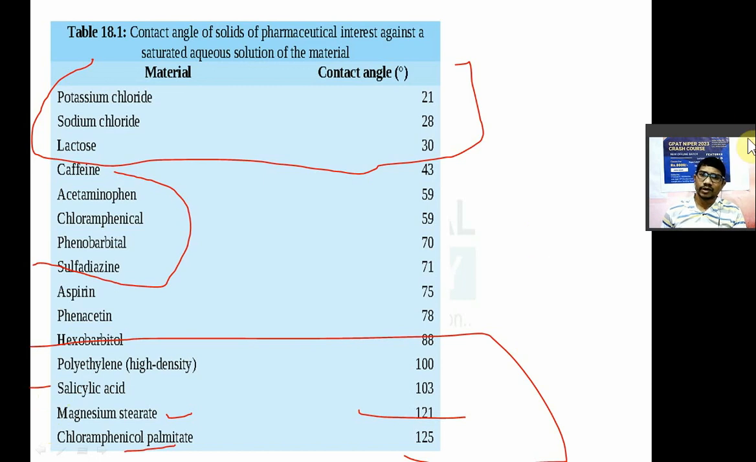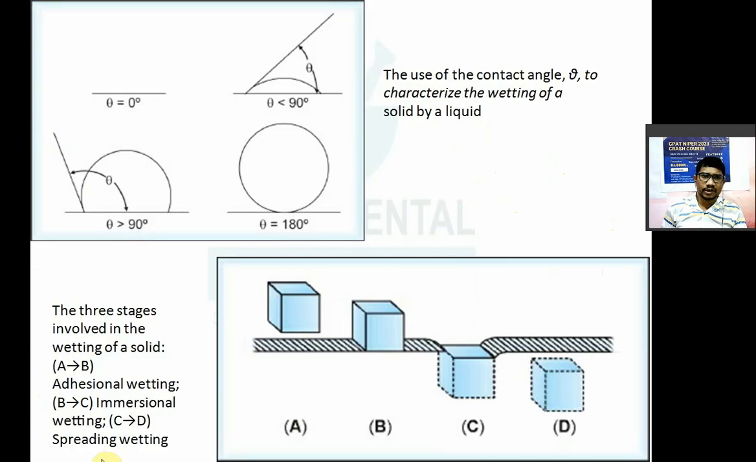Wetting agent, what is the HLB value of wetting agent? Wetting agent का HLB value होता है 1 to 3. 1 to 3. क्वेश्चन बहुत बार आ चुका है. HLB value of wetting agent is nothing but 1 to 3. So already आ चुका है. So those drugs which are poorly wetted, they need a wetting agent.